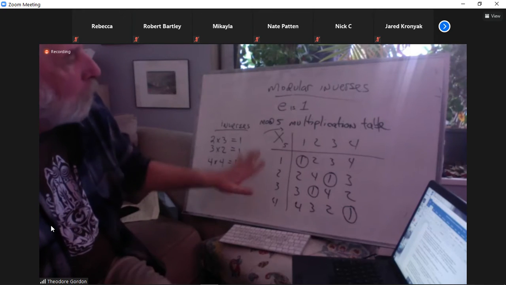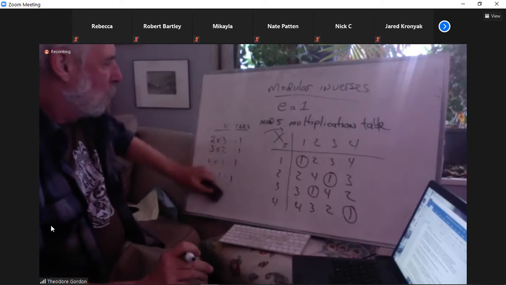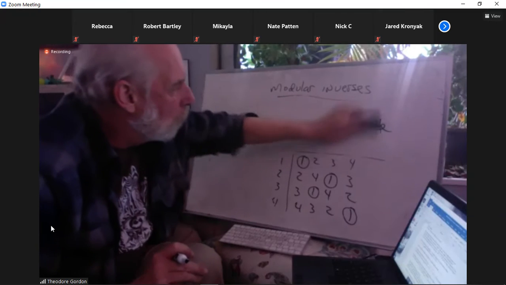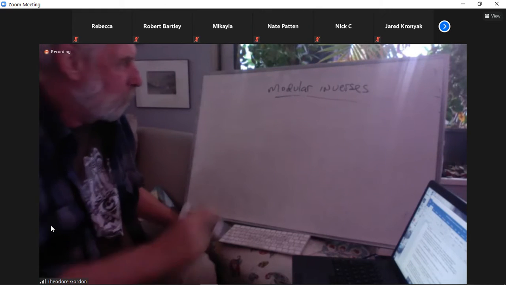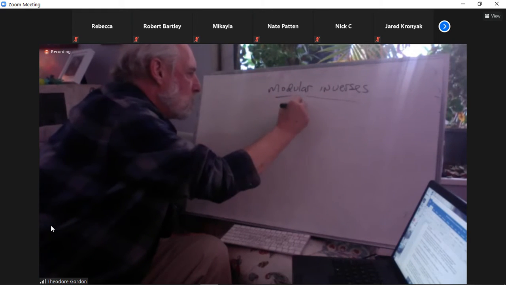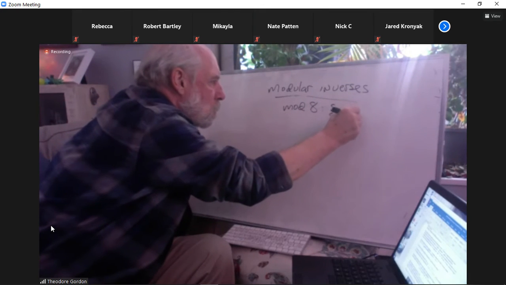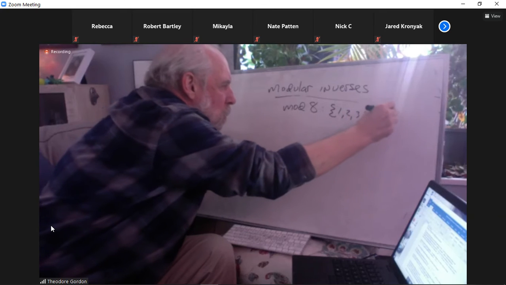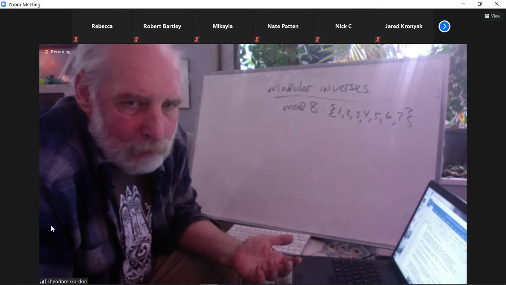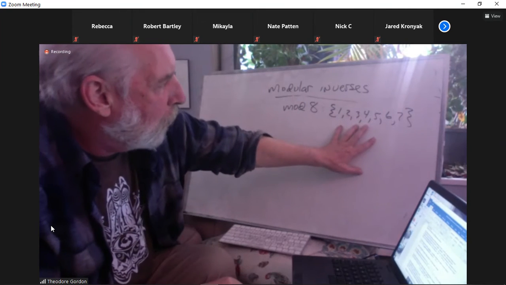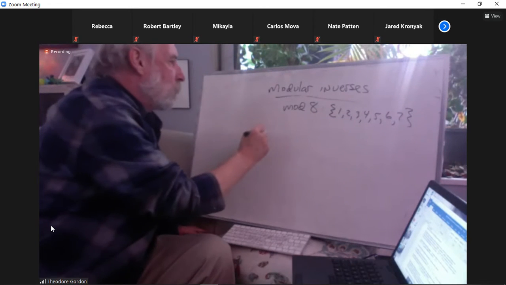So let's look more at this inverse thing. Coming up with them can be kind of a pain. If we work mod 8, well, every integer exists in mod 8, but we're only going to concern ourselves with the least positive residues, the laziest numbers to work with.